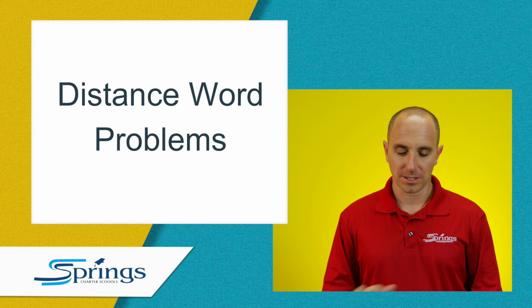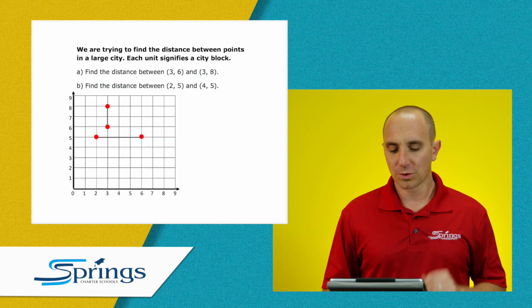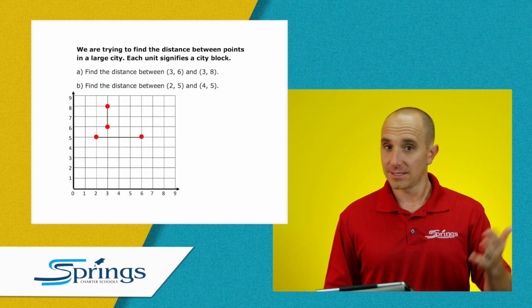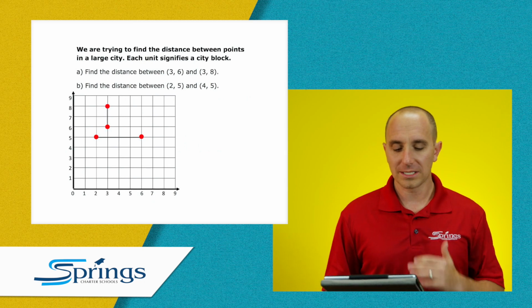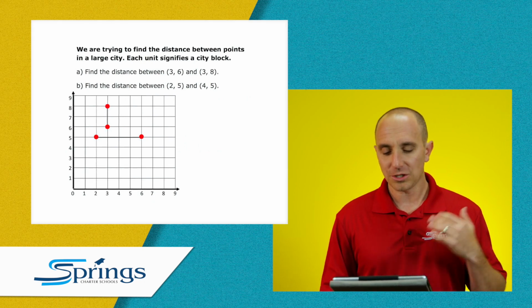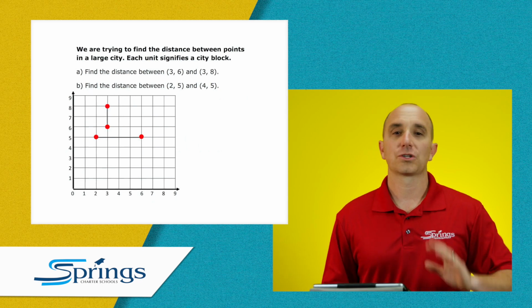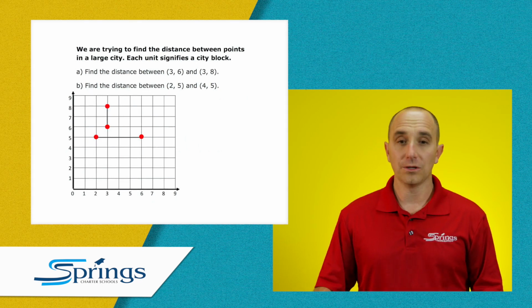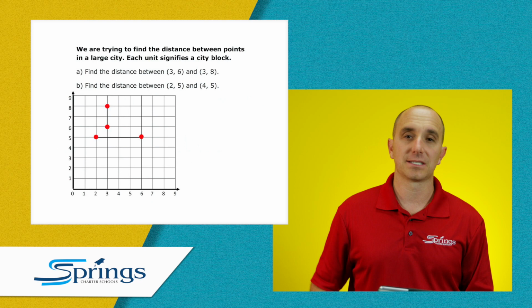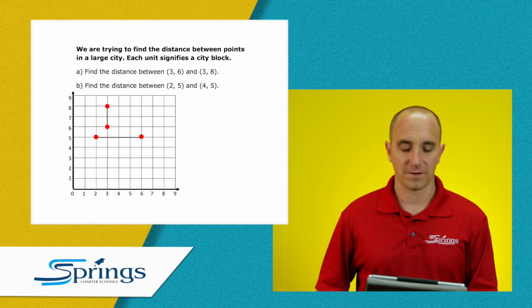Okay, I love distance word problems because you get a great visual. So let's jump right in. We're trying to find the distance, hence the distance word problems, between points in a large city. Each unit signifies a city block. If you look here, we have our nice coordinate plane, and that's what we're going to use for this lesson to really signify the distances. That's what I meant by we're going to get a good visual.